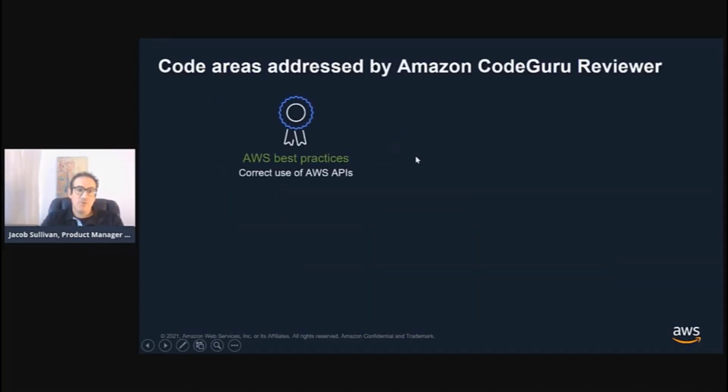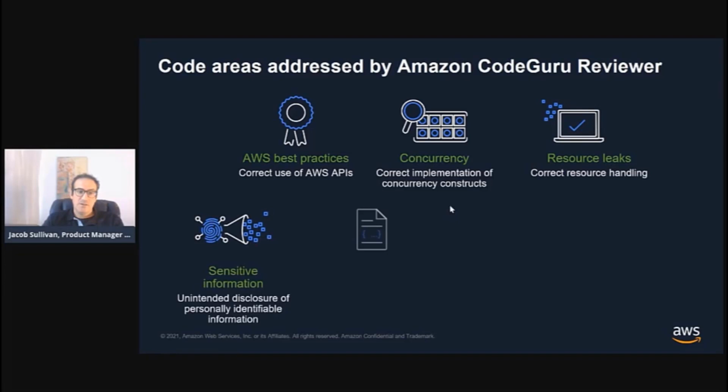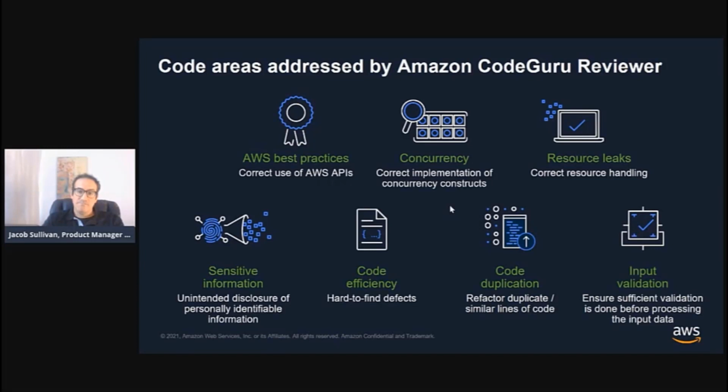CodeGuru Reviewer focuses on a few key areas of code review. First is AWS best practices. So it scans your code to identify whether or not you're utilizing the AWS APIs both efficiently and securely. It also checks for concurrency, resource leaks, sensitive information, code efficiency, code duplication, and input validation. And together, these areas and detectors in CodeGuru Reviewer help you improve the code quality overall, check for any issues that should block a deployment into production, and identify security risks before you've even launched your code.